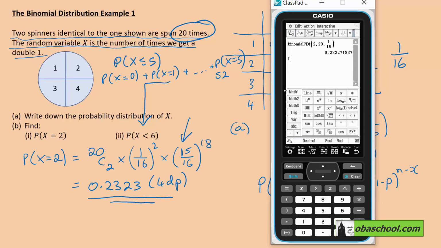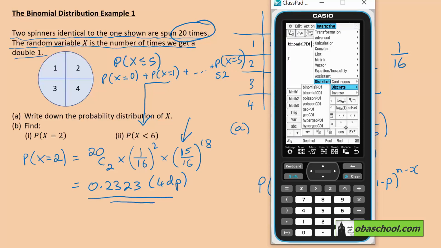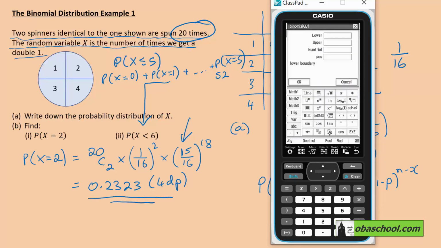And you can see it's given me the same answer. To get a range of values, so from 0 to 5, instead I do binomial CDF. You'll have a similar app, I'm sure, on your calculator. So the lowest you can get is 0 of them. The upper here is going to be 5. Our number of trials was 20. Our probability of success was 1/16.